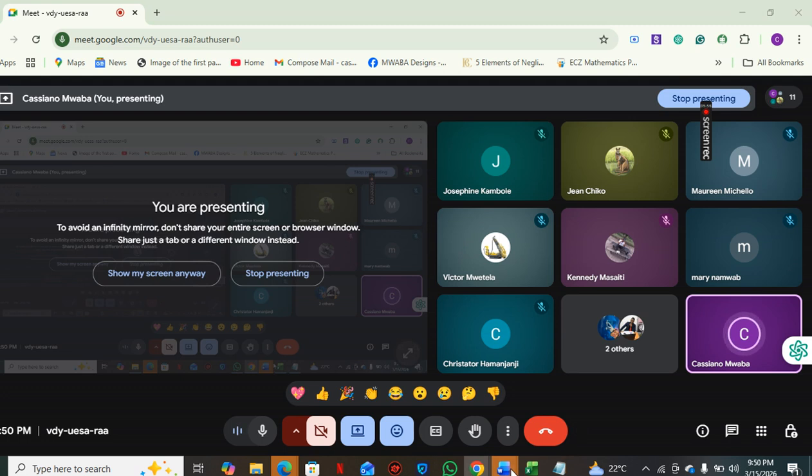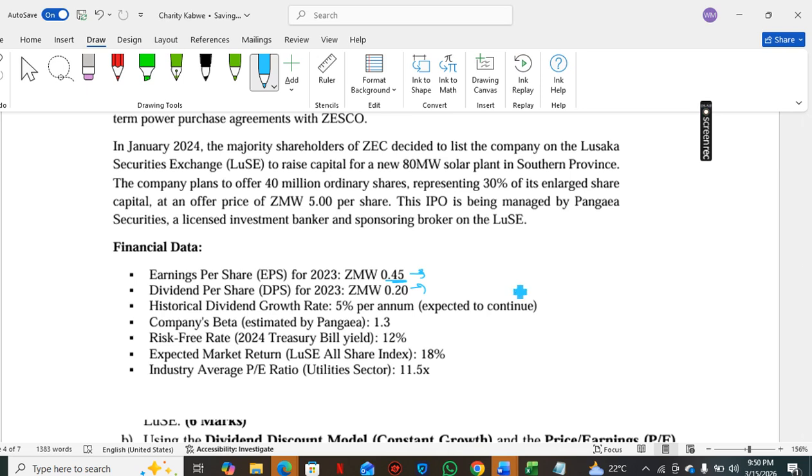So the dividend per share is the dividend you're earning for each share. When the company declares an amount of dividends that will be paid out, you divide it by the number of shares, and then you see the dividend each shareholder is getting. Here the dividend per share is 20 ngwe. The historical dividend growth rate is 5%.